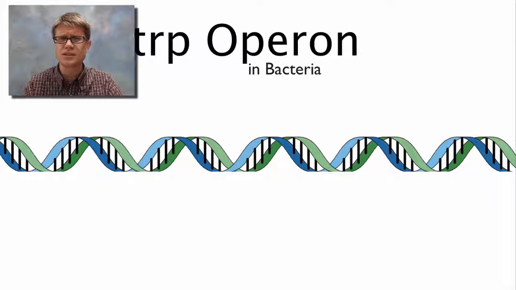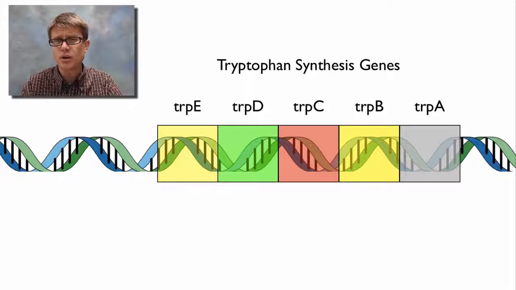The trp operon does essentially the opposite of that. The trp operon evolved in bacteria to deal with tryptophan, or more specifically to deal with the absence of tryptophan. Tryptophan is an amino acid, and it's required to make proteins. It's one of those 20 essential amino acids. And so the trp operon is basically designed to make tryptophan if it's not present.